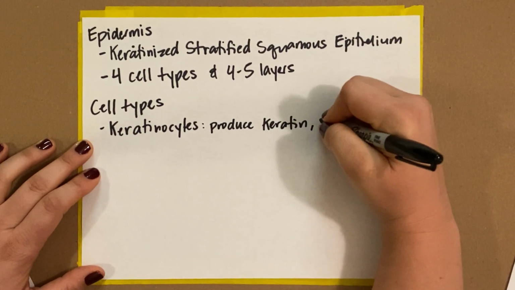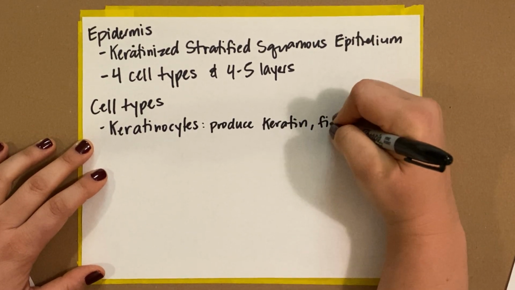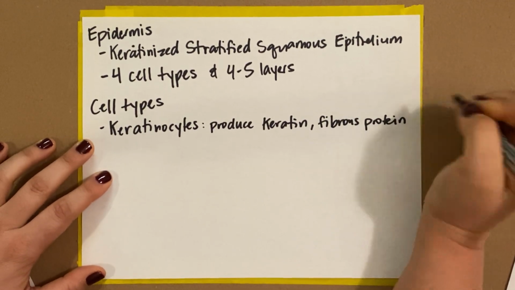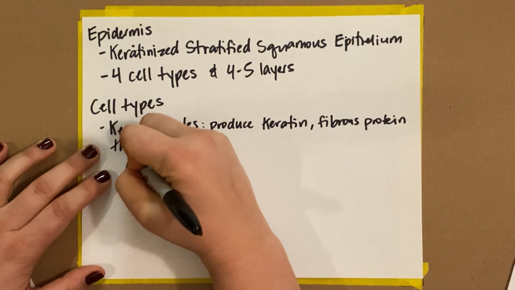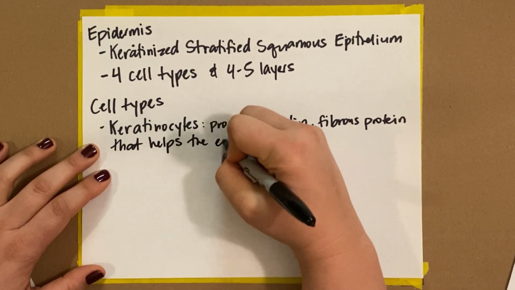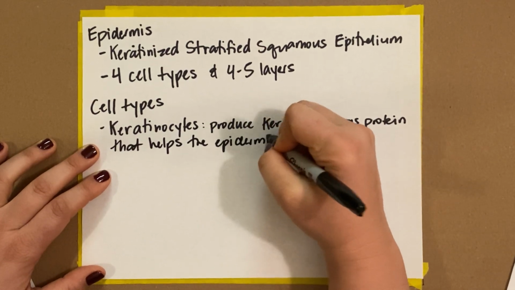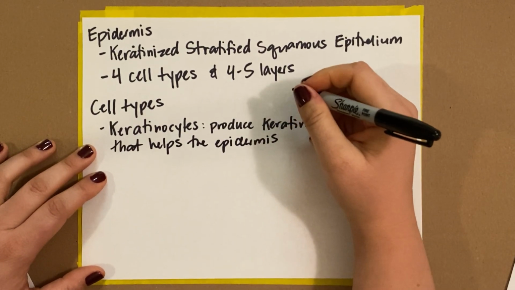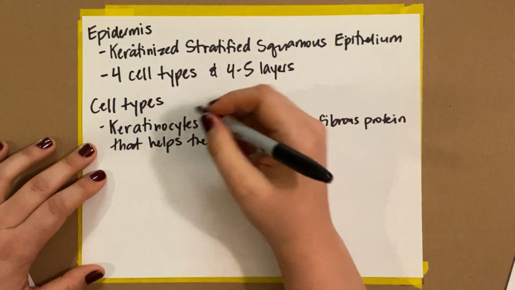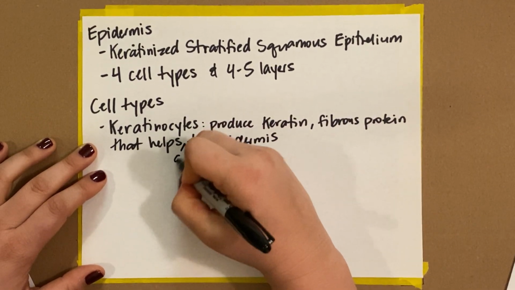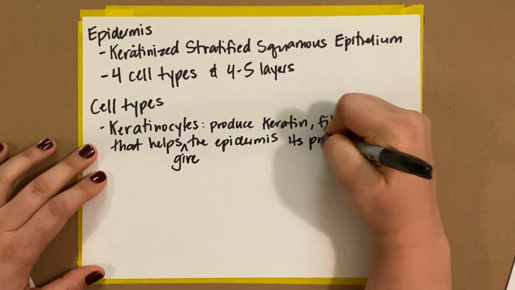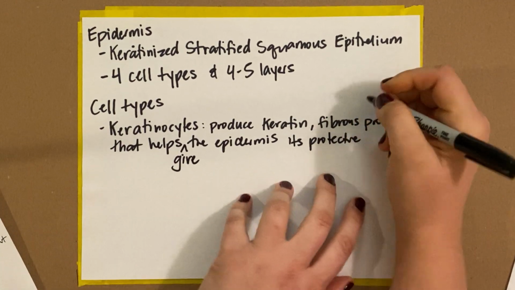Okay, and so keratin is going to be a fibrous protein that helps give the epidermis its protective properties.